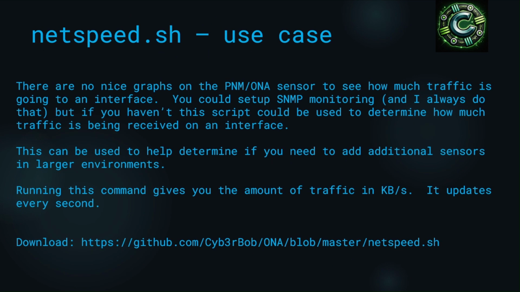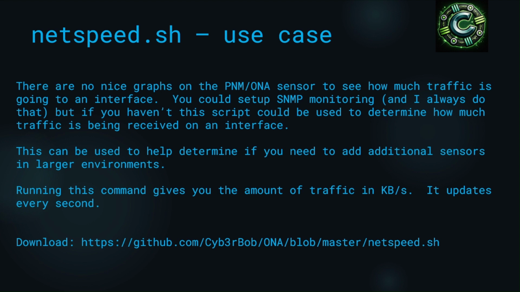Let's talk about netspeed.sh first. This one is pretty simple, just basically how many kilobits per second we're going to send to an interface. And you've got to remember, inside that little PNM sensor, it's just an Ubuntu server, and it's all command line. So there's no nice little graph or anything to take a look at and see what's going on on the interface, how much traffic's coming in. There's some other things we could put on it to make it do that. Anyways, this one just seemed to work real good for me.